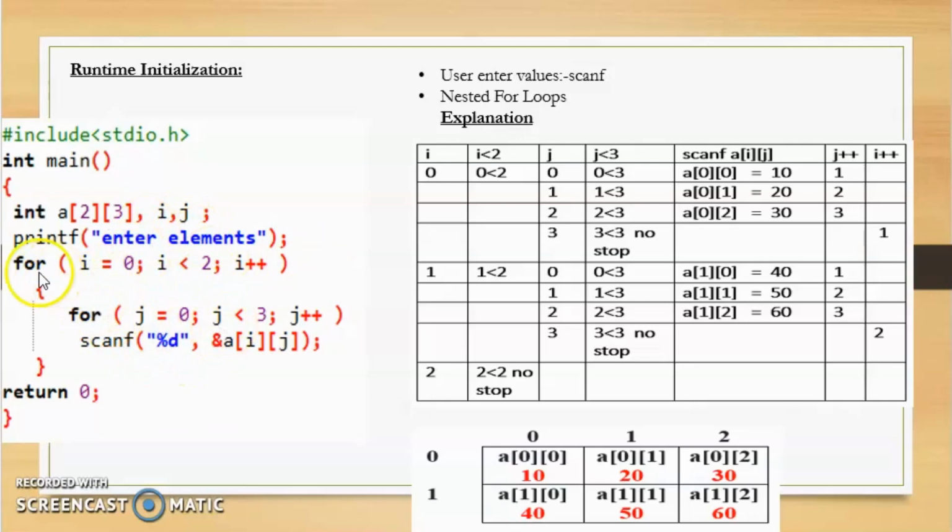Nested for loop meaning inside one for loop we will have another for loop. So I'll just explain in brief how nested for loop works. First we initialize the outer for loop, then check for the condition of the outer for loop. If the outer for loop condition is satisfied, it will start with the inner for loop. So first it will initialize the inner for loop, then it will check for the condition of the inner for loop. If the inner for loop condition is satisfied, it will execute the statement inside the inner for loop.